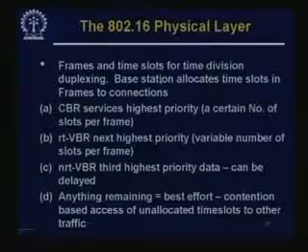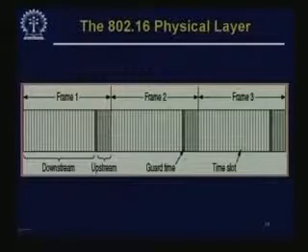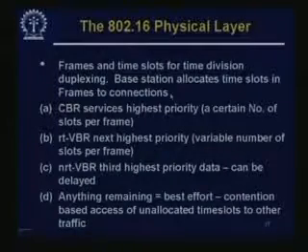So frames and time slots are for time division multiplexing or duplexing. Actually this is time division duplexing, because both upstream traffic and downstream traffic are given some slots. Duplexing means that traffic is going in both directions. The base station allocates time slots in frames to connections. So there are some connection IDs, and to a particular connection ID, the base station may allocate time slots.